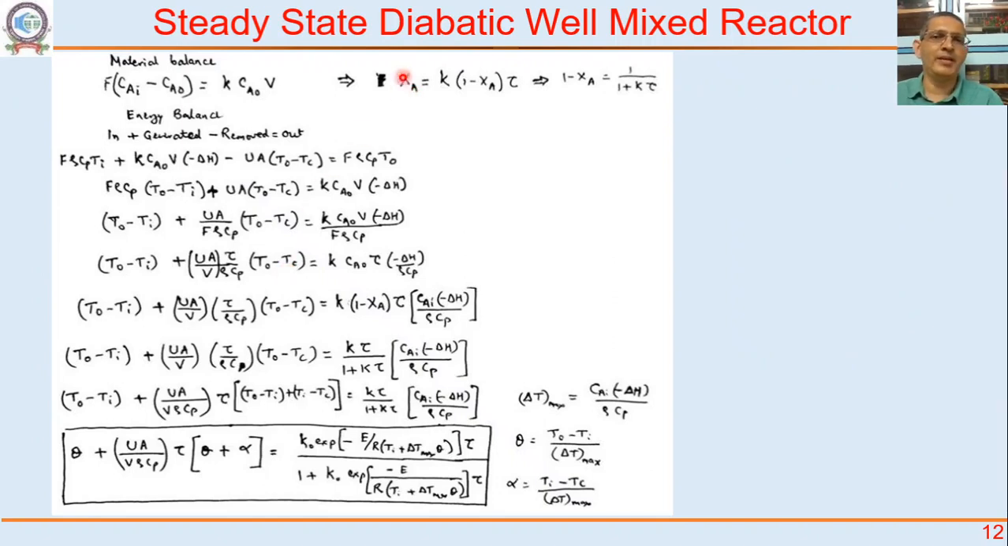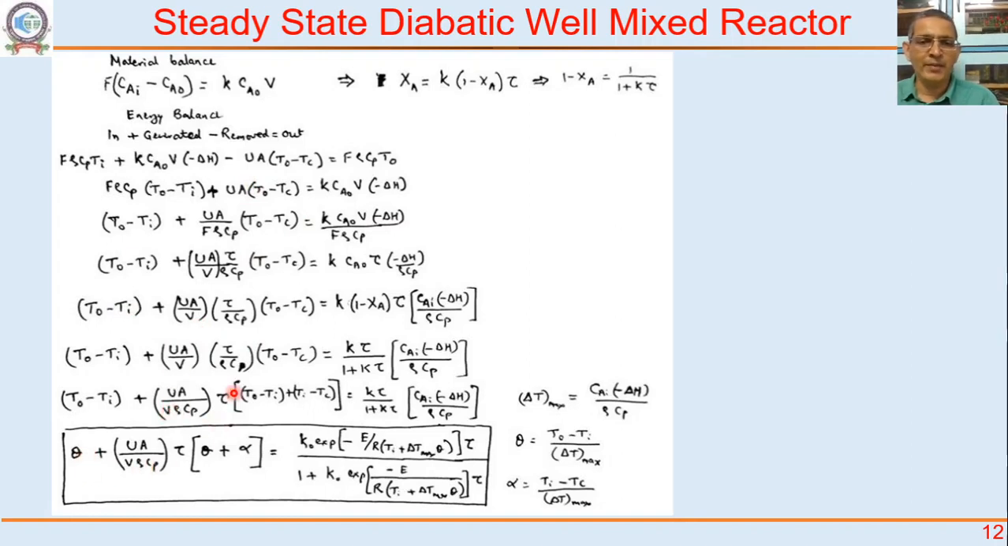Material balance, if you write, it is same as last time. The only thing is K is now K naught exponent of minus E by RT naught. Enthalpy balance, now what I have to write? Enthalpy in because of the flow, plus enthalpy generated because of reaction, minus enthalpy removed by the jacket, must be equal to what is going out because of the flow. And again I can go through all this simplification and write an expression in terms of theta.